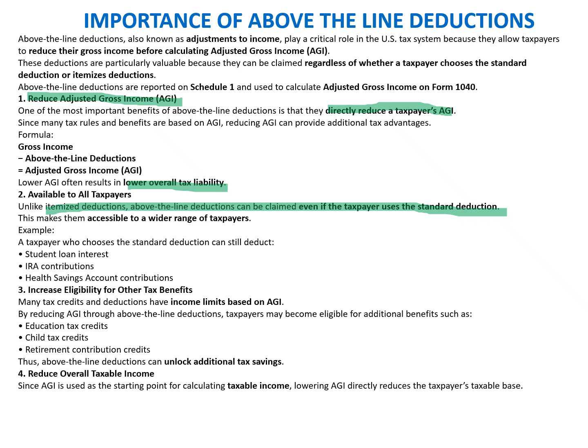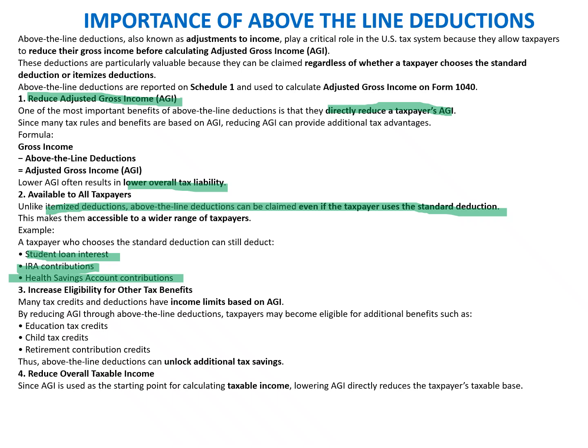But the above the line deduction is available to all, irrespective of whether that individual is claiming the itemized deduction or the standard deduction. For example, a taxpayer who chooses the standard deduction can still deduct the student loan interest, IRA contribution, and HSA contribution. It also increases the eligibility for other tax benefits.